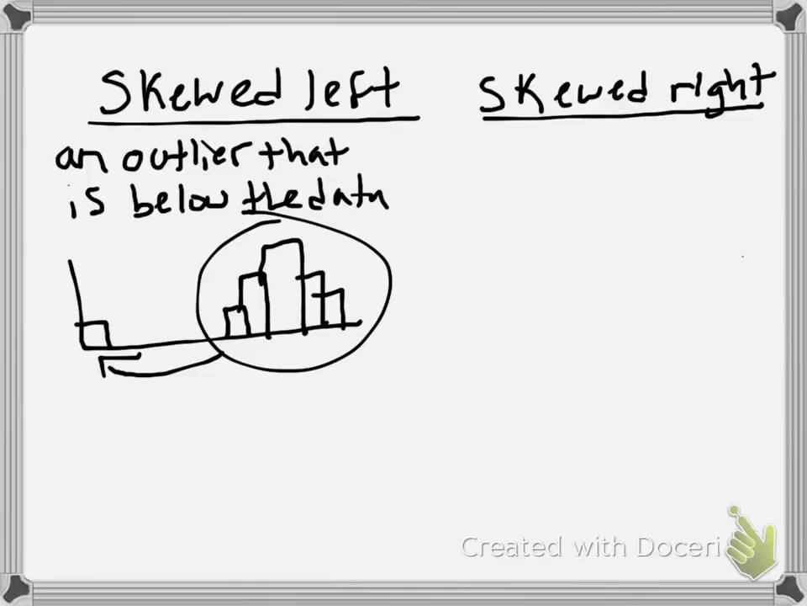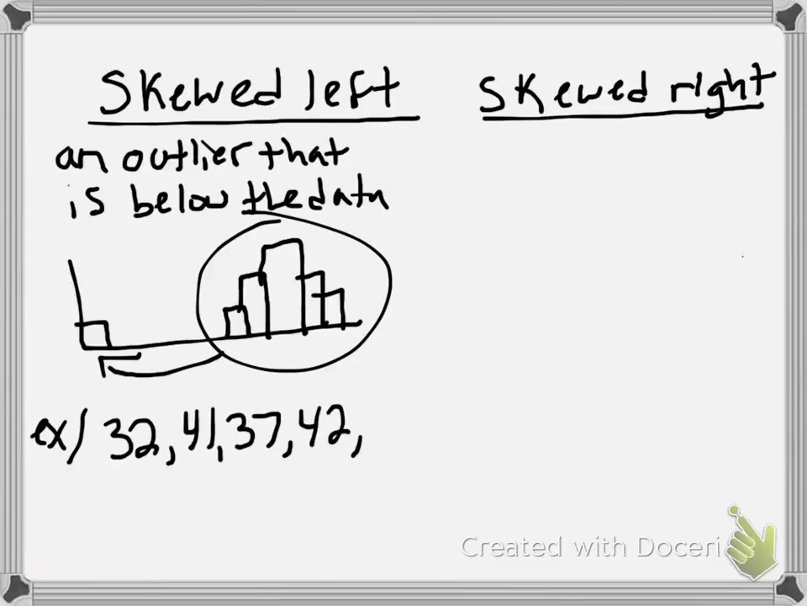That's skewed left. So if you were to look at data, you might have something where, I don't know, our points are at 32, 41, 37, 42, and then we have a data point of 1. Obviously this point way down here is way to the left on our number line. So that's going to end up making our data skewed left.